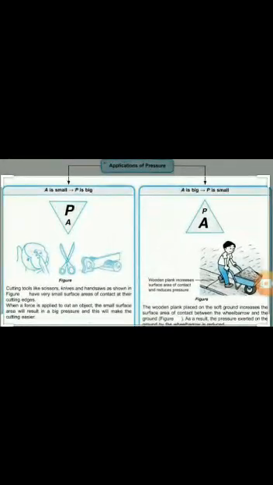Just like here, the wooden plank placed on the soft ground increases the surface area of contact between the wheelbarrow and the ground. Students, a very important example we see in a railway track. In a railway track, wooden or concrete sleepers are applied to resist the higher pressure of a train. So this is also an example of pressure.